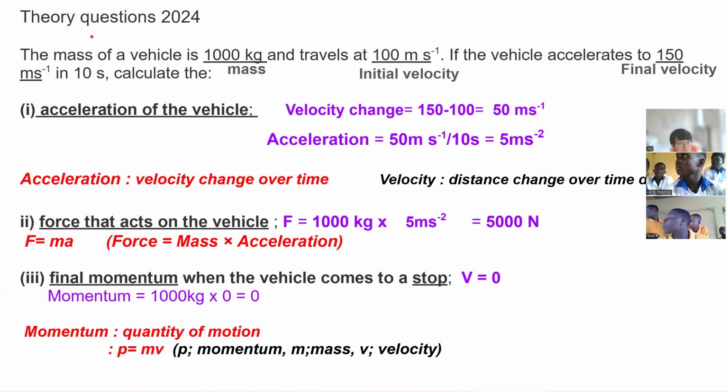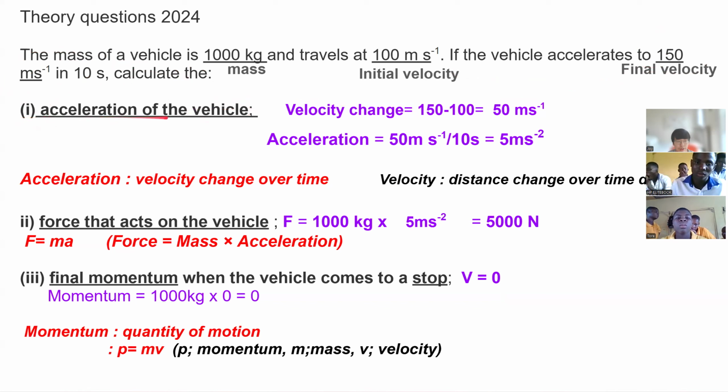Let's look at a theory question that was actually in 2024. It was last year. So the mass of a vehicle is 1,000 kilograms and it travels at 100 meters per second. If the vehicle accelerates to 150 meters per second in 10 seconds, calculate the acceleration of the vehicle.